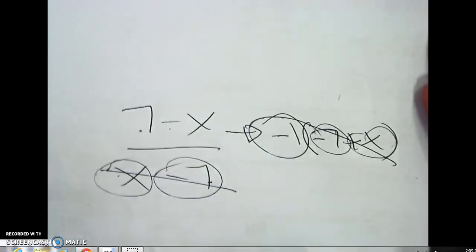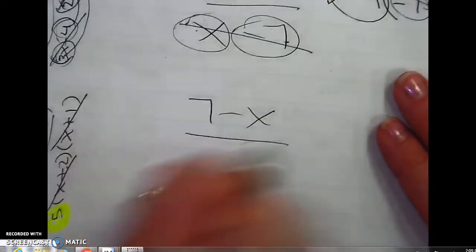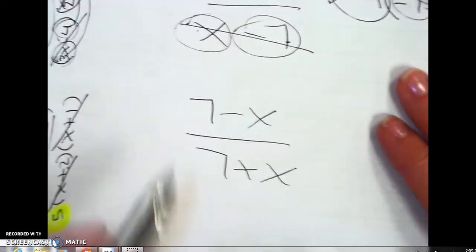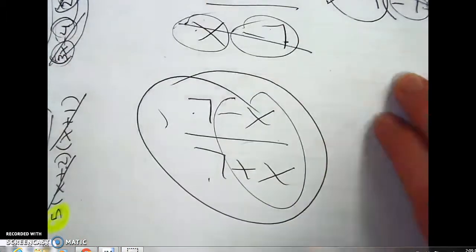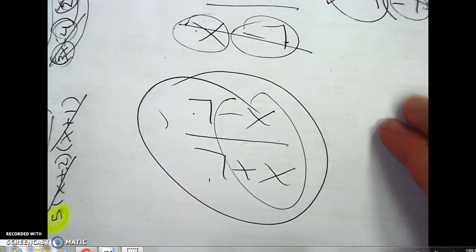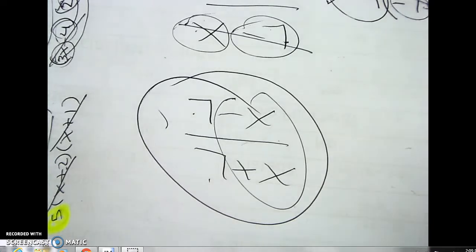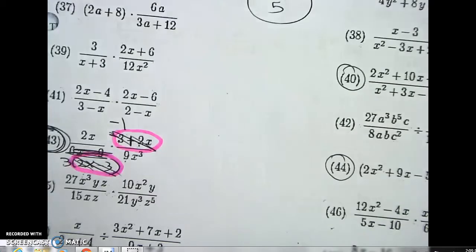Now what I need you to be aware of is if I have 7 minus x and 7 plus x, these two are opposite, but these are not. So that is the final answer. Careful of that. They all need to be opposite for you to take out the negative 1.